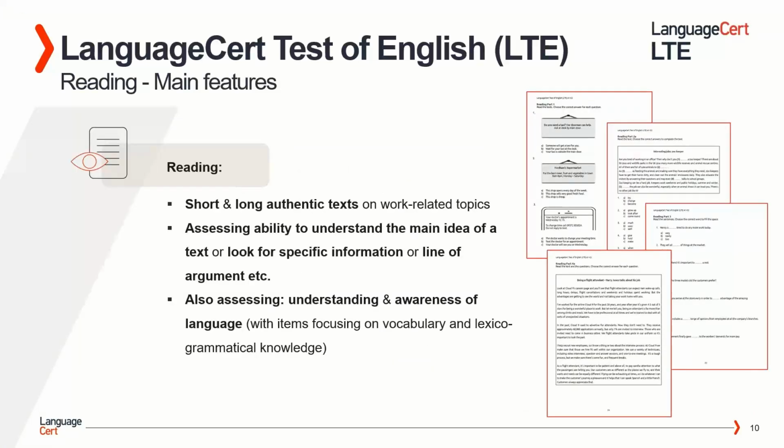Let's now briefly refer to the main features of the reading section. The reading tasks present the test taker with short and long authentic texts on work-related topics. What is assessed here is the test taker's ability to understand the main idea of a text, specific information, any line of argument, etc. What is also assessed is the test taker's understanding and awareness of language, with items focusing on vocabulary and lexicogrammatical knowledge.